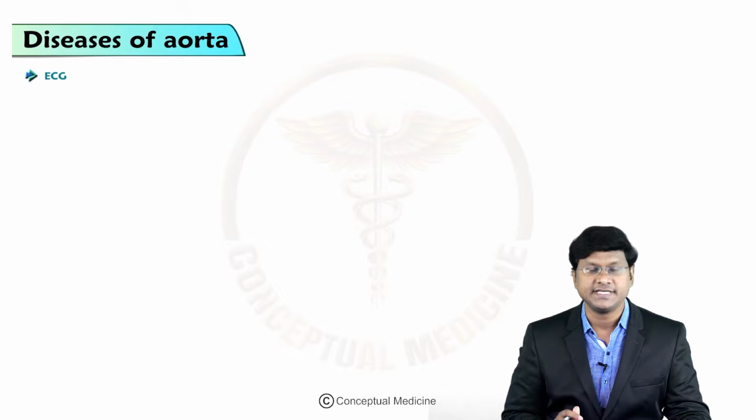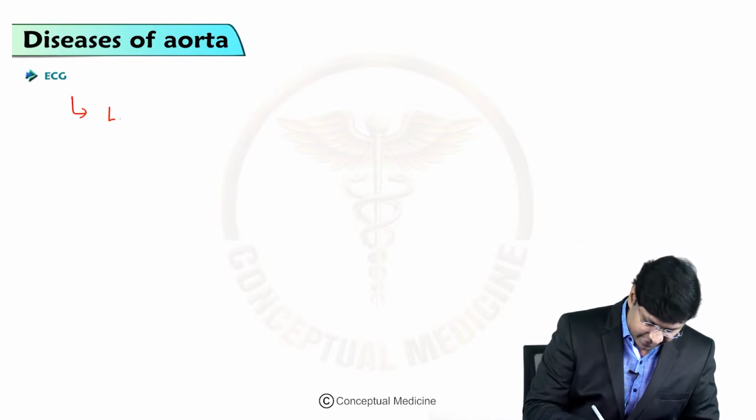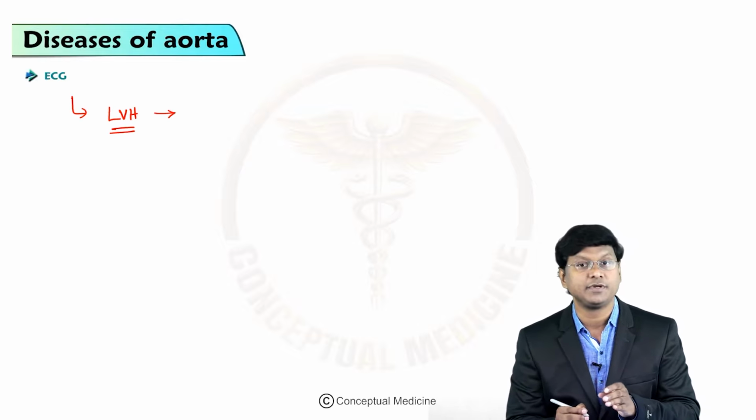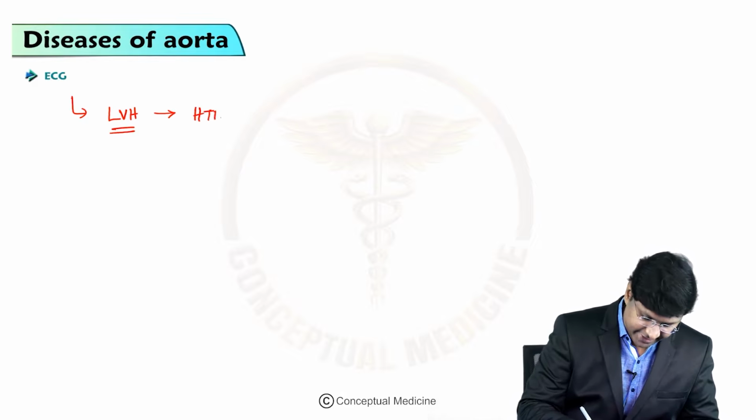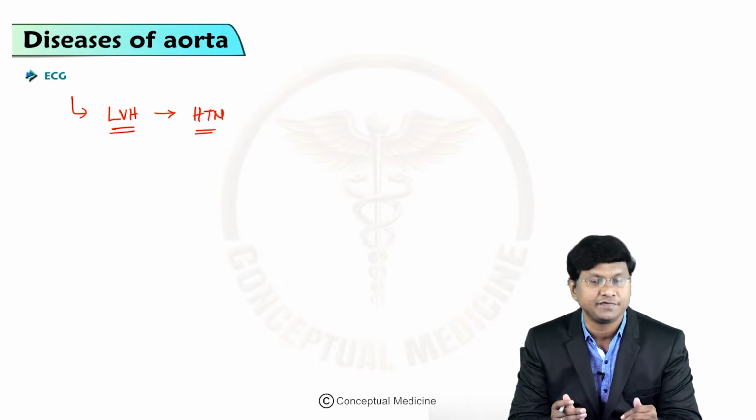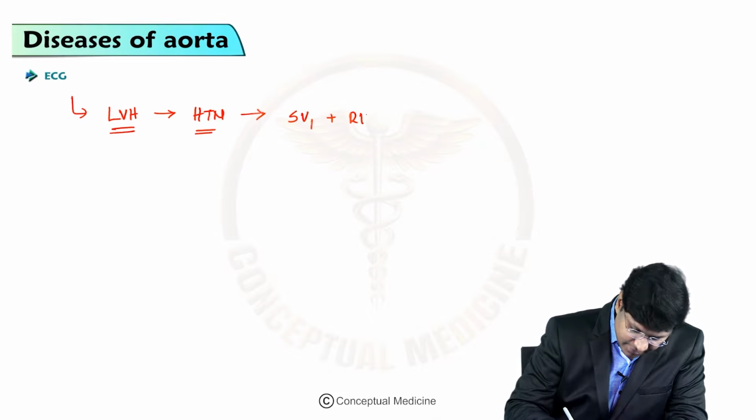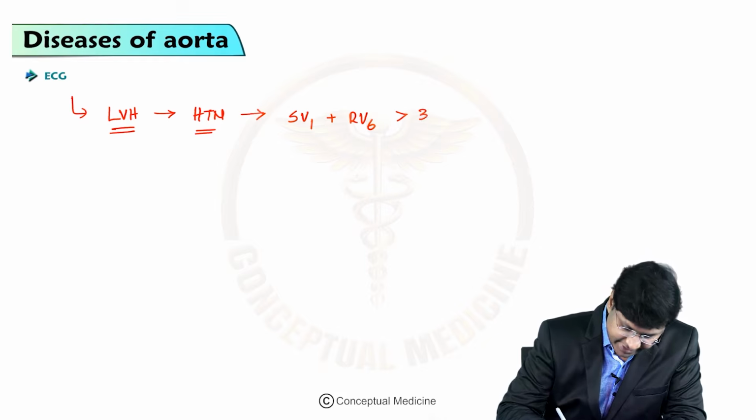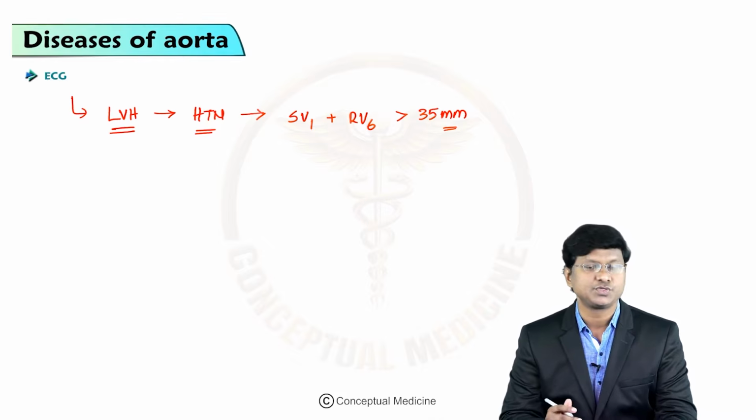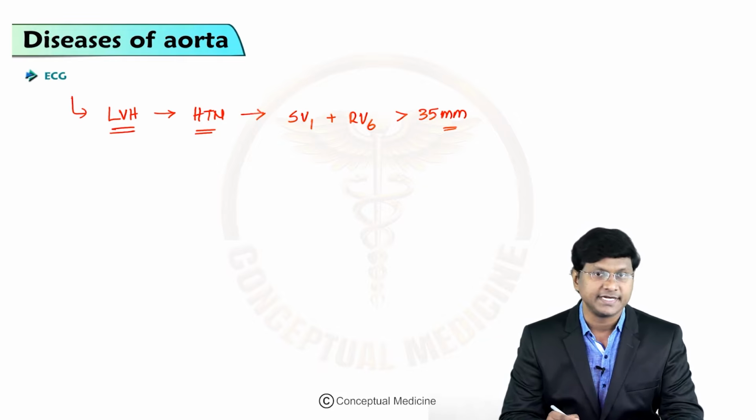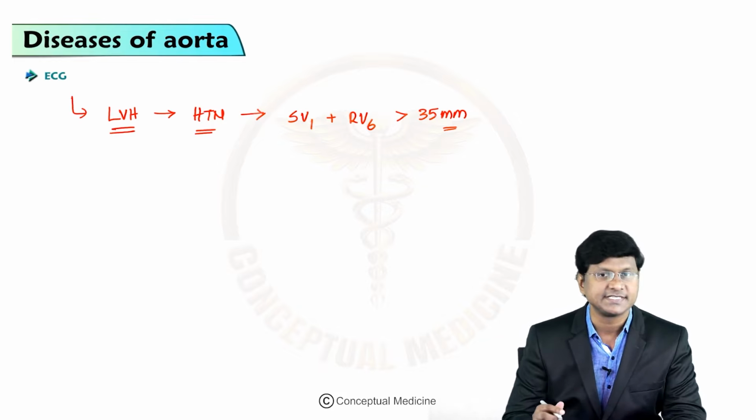The next important investigation is the ECG. In the ECG, what you will observe is left ventricular hypertrophy, which can be made out from long-standing hypertension. What did I tell you? The most common predisposing factor for the development of aortic dissection is hypertension. So if you do an ECG, you will have features suggestive of hypertension. What will be the features of hypertension in the ECG? If you take the dimensions, SV1 plus RV6 should be more than 35 mm. SV1 means the depth of the S wave in lead V1, and the amplitude of the R wave in V6. If that criterion is met, that is suggestive of hypertension.